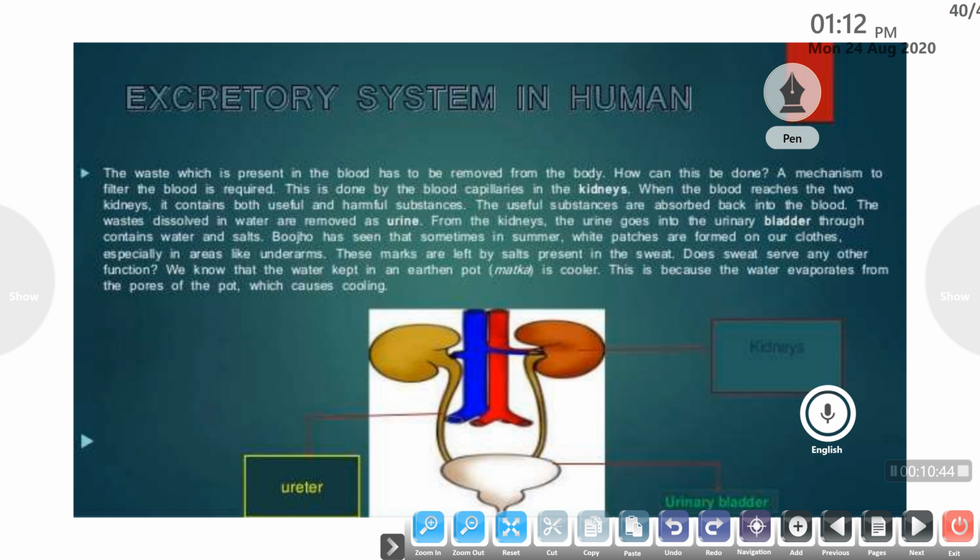In humans, the excretory system consists of two kidneys, one pair of ureters, the renal artery and the renal vein. The renal vein brings the impure blood to the kidney, and the renal artery brings back the pure blood to the rest of the body for use. It also consists of a urinary bladder and then the urethra, which transfers the urine. So this is the excretory system in human beings.